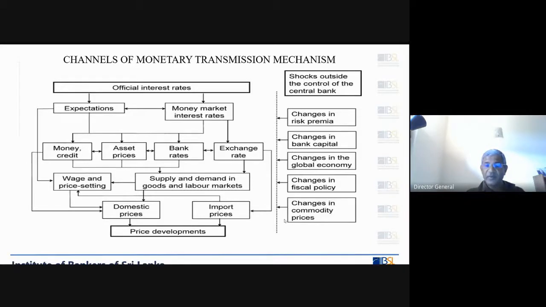And change in the commodity prices. And when the central bank wants to have a lower inflation, prices may rise due to change in the supply side, because commodity prices can change due to both demand and supply side. Okay, let's go back to our graph here.